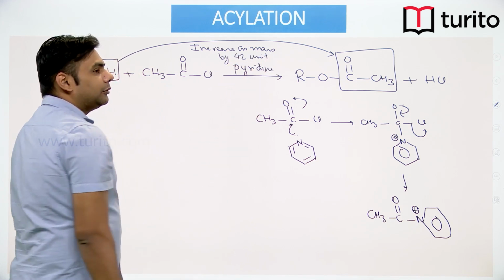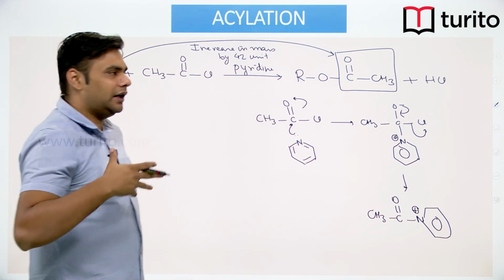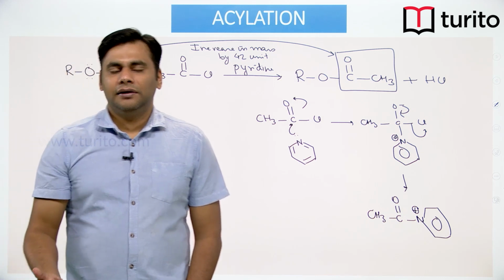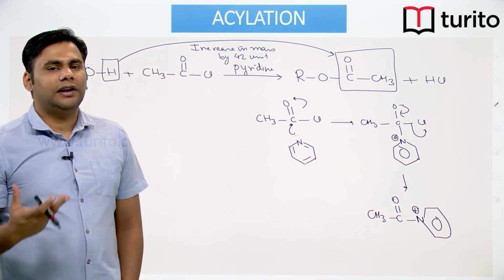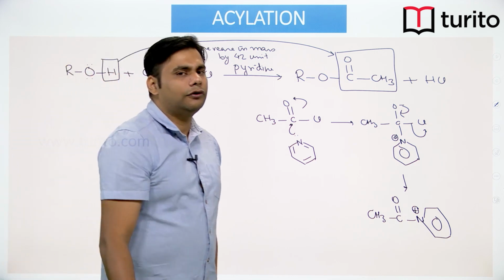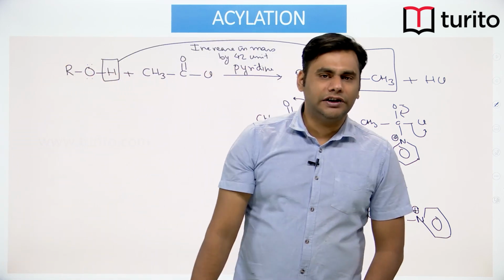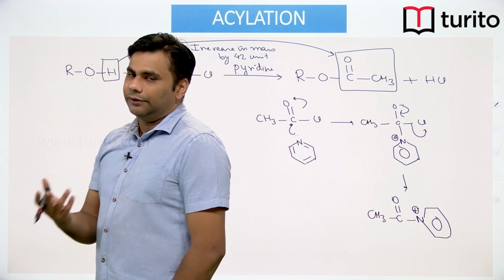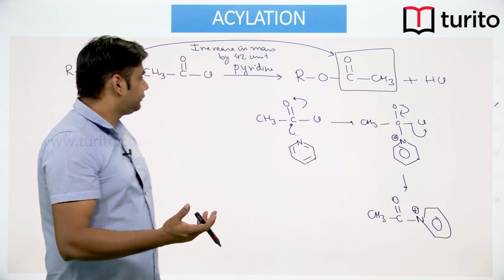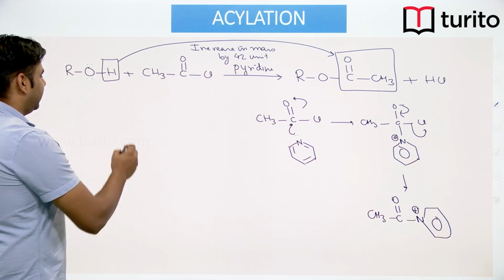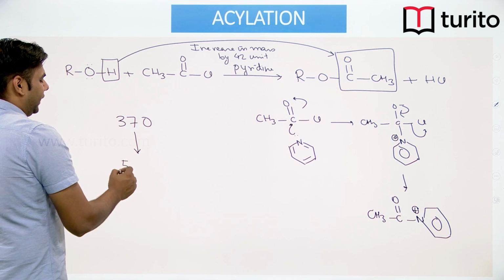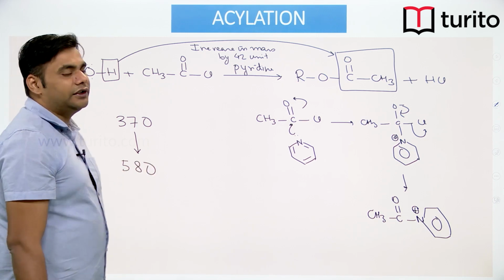A question can come, suppose the alcohol is having a mass of say 370. On acylation its molar mass becomes say 480. Find the number of OH groups. So the initial mass was 370. Upon acylation it becomes 480. Oh sorry, suppose the initial mass was 370 and it became say 580. Okay, upon acylation it becomes 580.